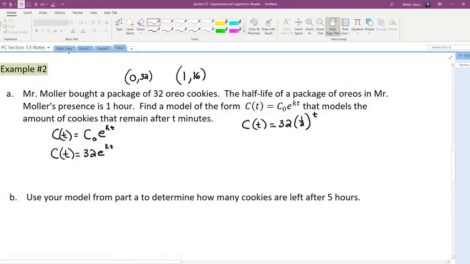So I'm going to plug in that I have 16 cookies at time 1. So I plug in 1 for t and I get k. So I get 16 over 32 is a half equals e to the k power. I'm going to take the natural log of both sides, which is going to give me k equals the natural log of 1/2.